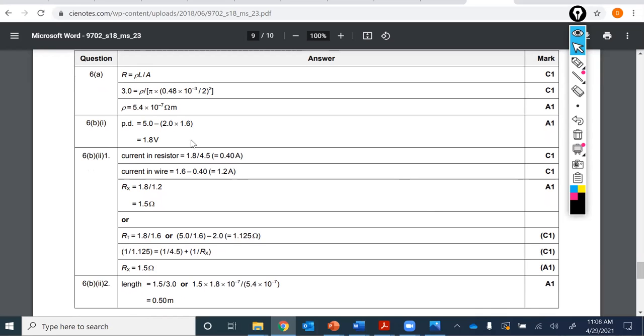I do remember that. The current in the resistor is 1.4, the current in the wire, 1.2. So the resistor of X is 1.5, or the total resistance of the circuit, or 5 over 1.6 minus the 2. And if we took a moment here, how did they calculate all of this? I think we used this approach. We were using Kirchhoff's first law to figure out how much current would be going through, and then applying Ohm's law. We already knew that the voltage was 1.8, so this is how we did it.